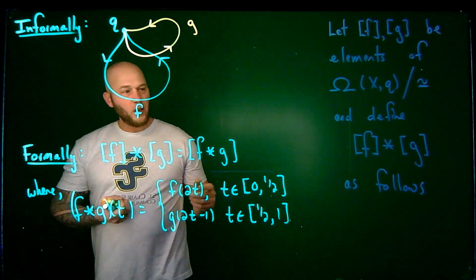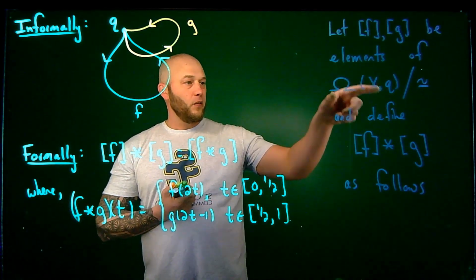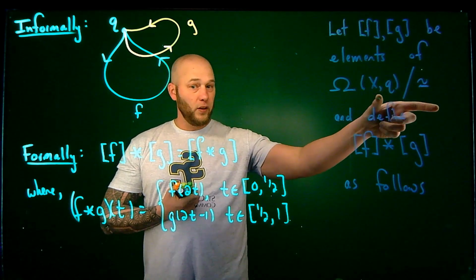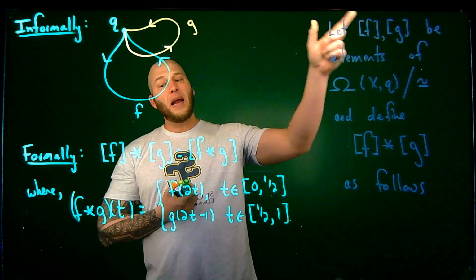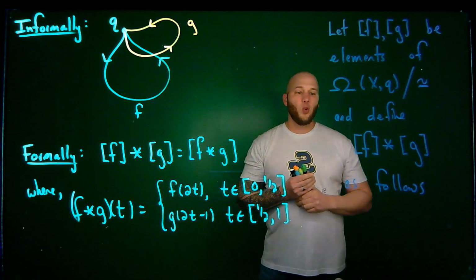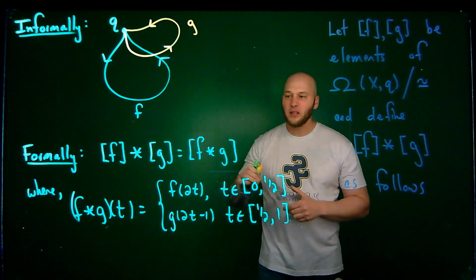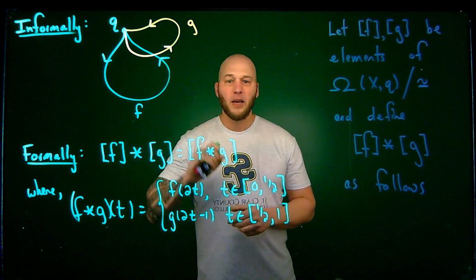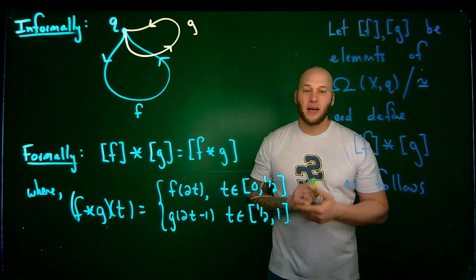So what I have is the set of loops. I form it into a set of equivalence classes. I then form an operation, which we call multiplication, on the set of equivalence classes. And this is going to have various properties that we will explore in the next video.